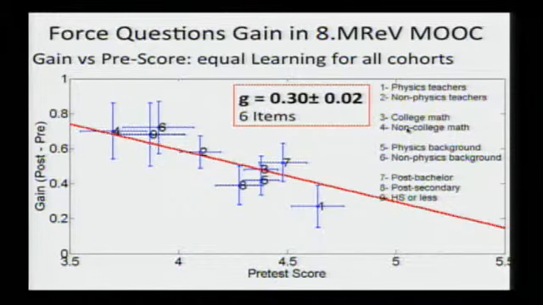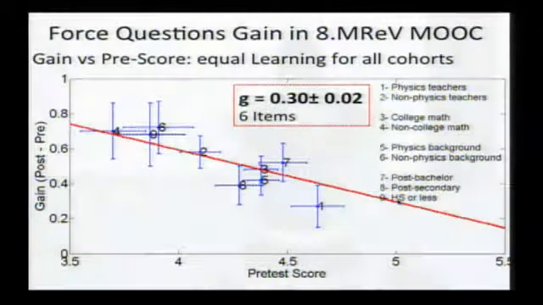4 is that they don't have college calculus, but it's a calculus-based course. They may have high school calculus, but they don't have college calculus. 6 is they don't have a college-level physics course. And 9 is they have a high school education or less. And there's obviously no evidence that those cohorts are learning less than anybody else.